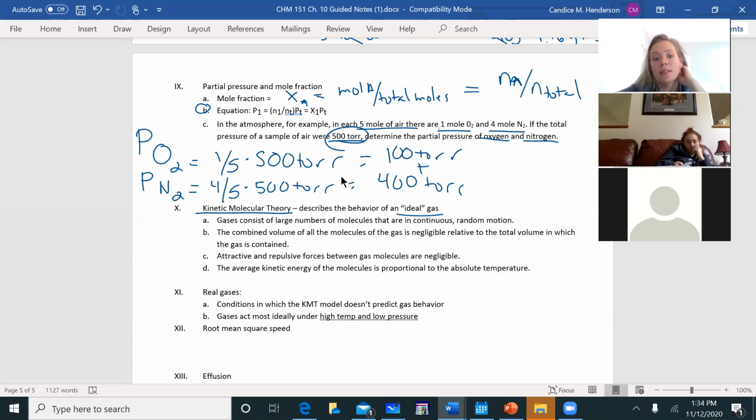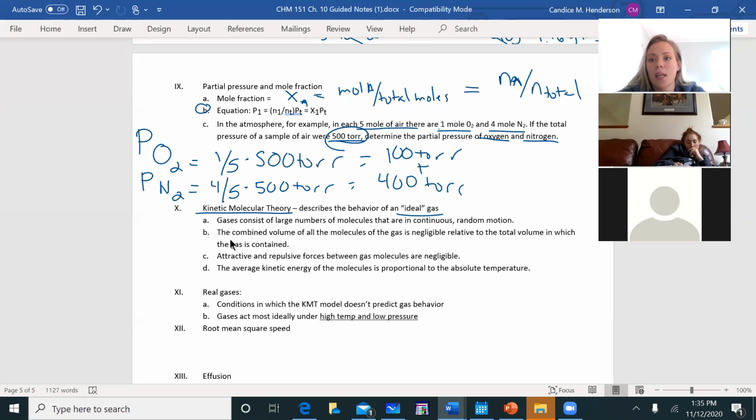The first one says gases consist of a large number of molecules that are continuous and in random motion. So in order for you to be able to use these equations, you have to be okay with that assumption that gases are a lot of molecules and they are moving randomly. The next thing that you have to assume is this thing here, B, which says the combined volume of all the molecules of gas is negligible relative to the total volume in which the gas is contained.